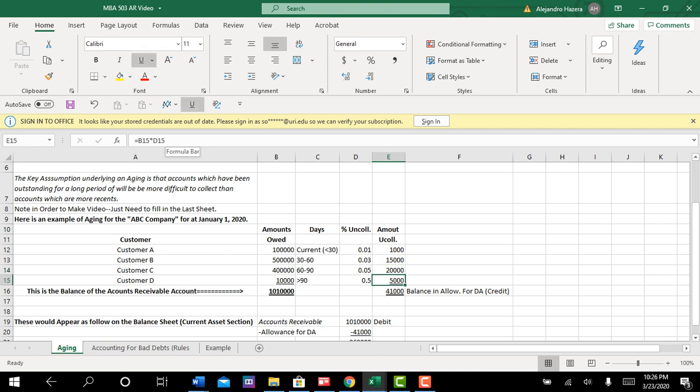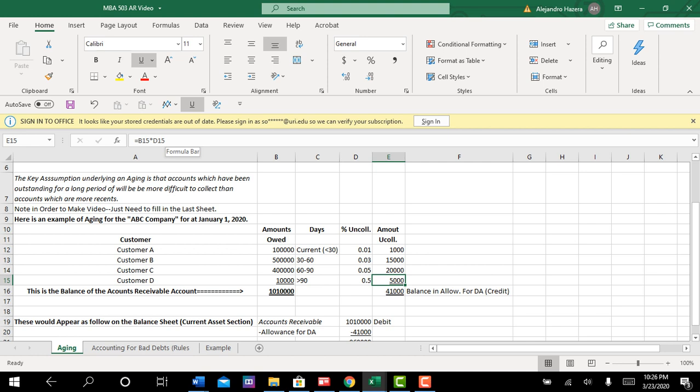The same logic is used for customer D, but notice that for customer D, since they're so overdue, we're saying that there's a 50% chance they won't pay, which means that the value of their account, although it's represented as 10,000 here, is really only half of that, or 5,000.